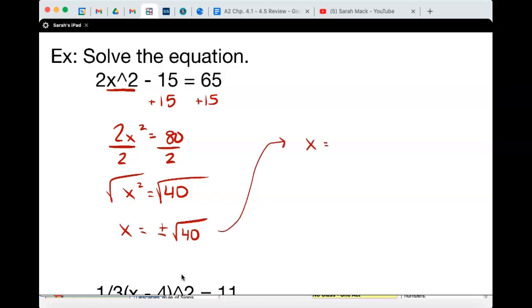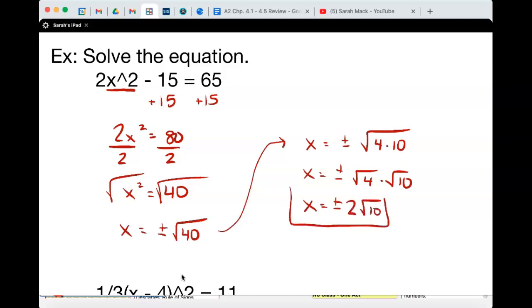I know that 4 and 10 do. 4 and 10, so I could rewrite 40 as 4 times 10. And then I could do the product property and split the radical. That's square root of 4 times square root of 10. And then we know the square root of 4 is 2. Square root of 10. There's my lovely answer. Don't forget that plus or minus. Don't forget the plus or minus sign.